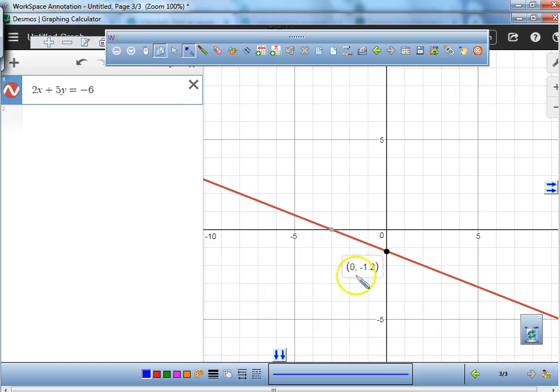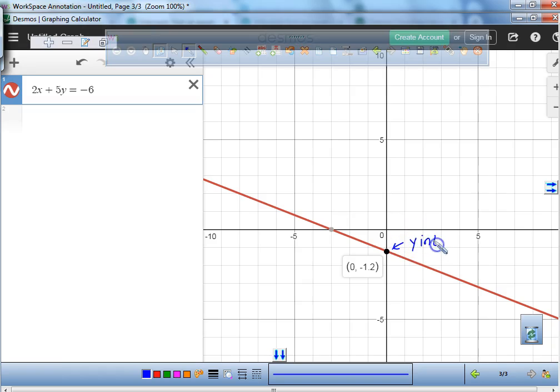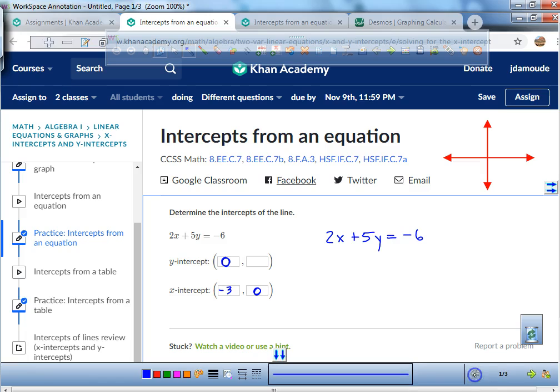Okay? Now, let's see if it gives us this one. What does that say? 0, negative 1.2. Okay? Now, what does this point represent? Okay, that's the y-intercept. Now, Desmos will not help you every single time because sometimes you get continuous decimals, okay, and it won't work. So Desmos will at least give you an idea of what your answer should look like, okay? So right now, let's go back to our problem.